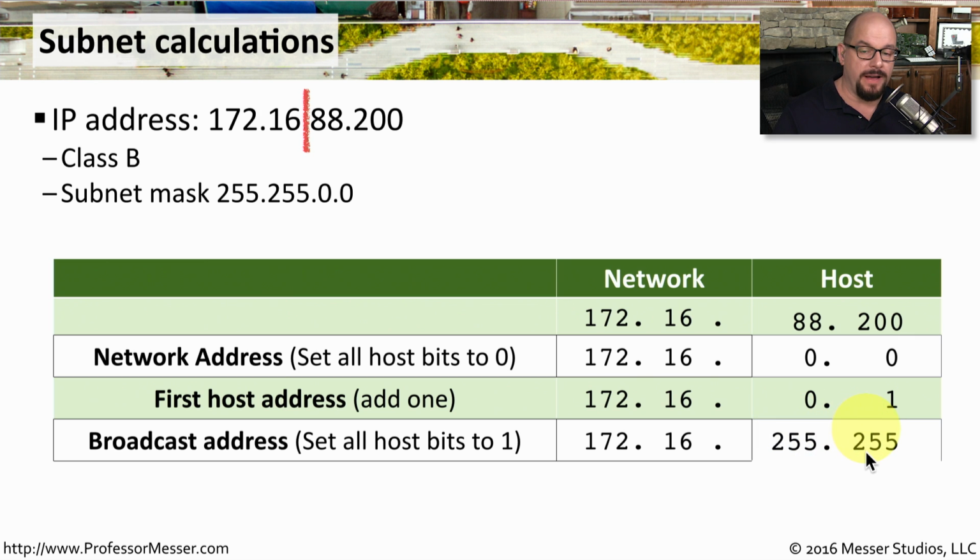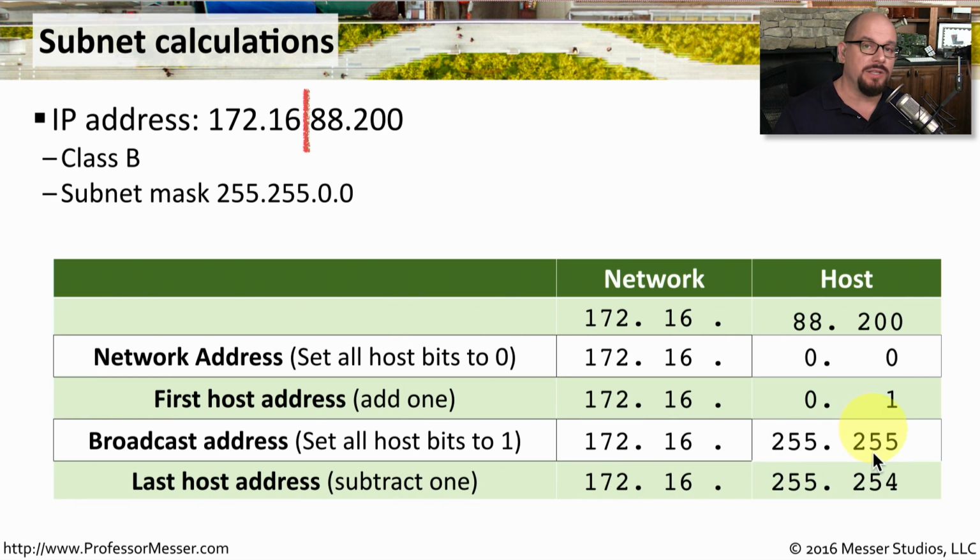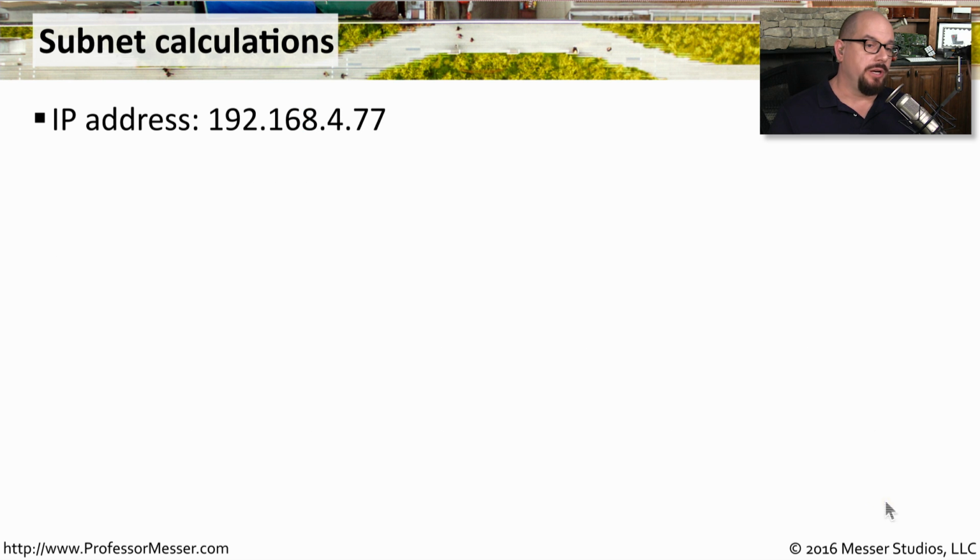To find the broadcast address for this subnet, we're going to set all those host bits to 1, meaning they will be 255.255, making the broadcast address 172.16.255.255, and the last available IP address will be 1 fewer than the broadcast address, making it 172.16.255.254. Let's perform one more calculation with an IP address of 192.168.4.77.